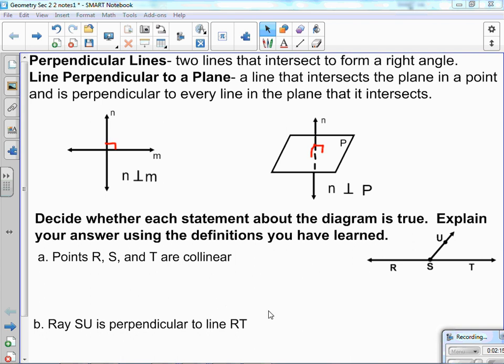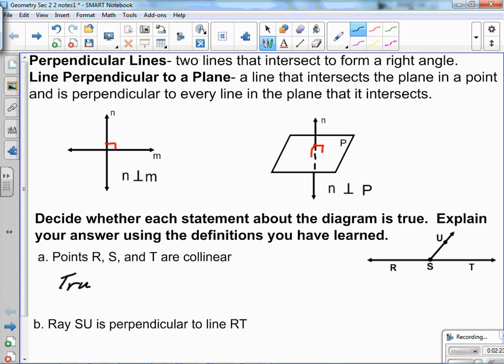So my answer is going to be true. And so, based on the fact that points are collinear if they lie on the same line.